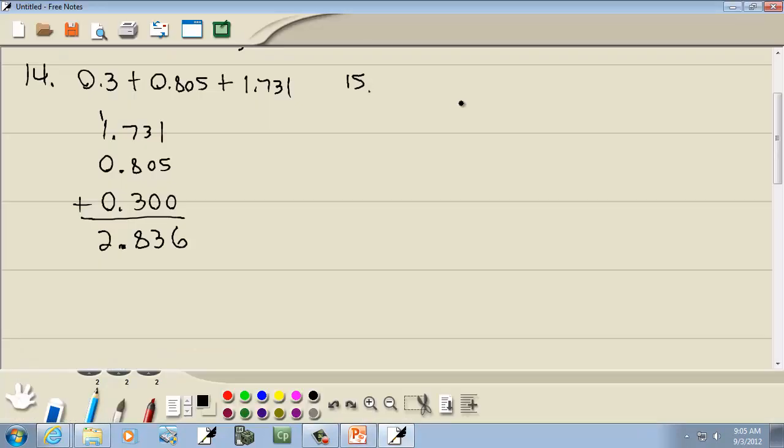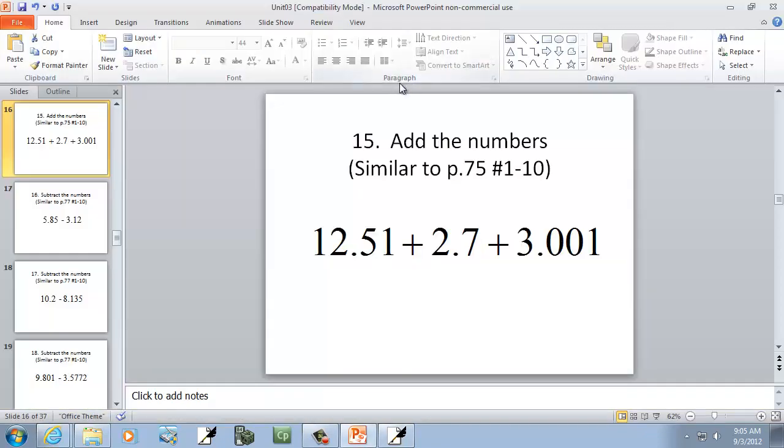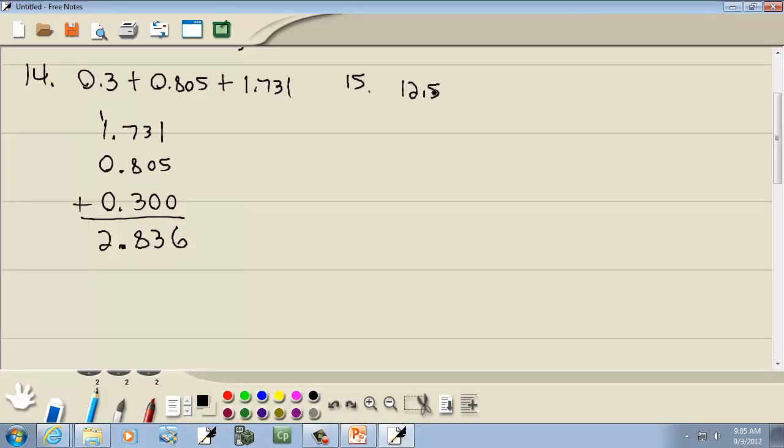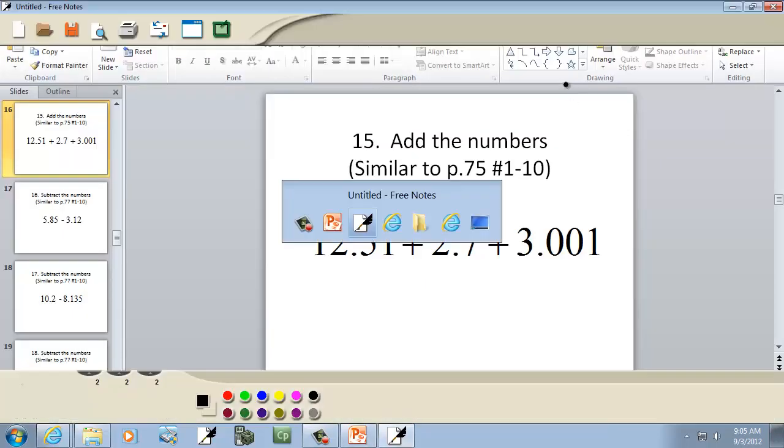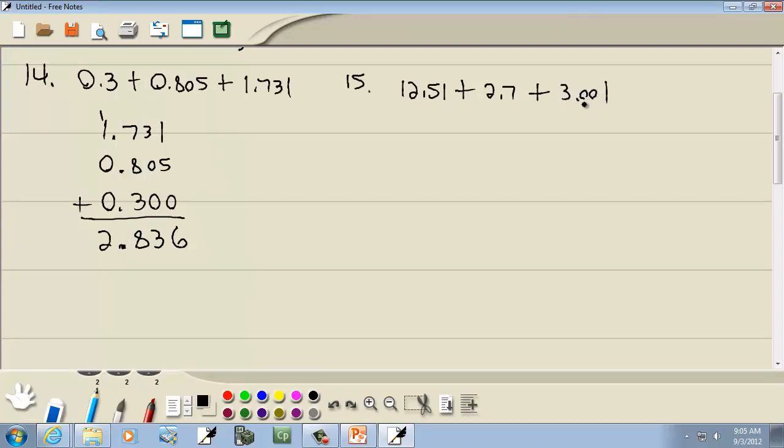And let's take a look at another addition. We got 12.51 plus 2.7 plus 3.001. Again, I'm going to put the 3.001 on top, and I'll put the 12.51 next. As I'm writing it down, see what I'm doing? I'm lining up the decimal. And then 2.7. Okay. Now, if it helps you, put zeros here for the missing digits, if it helps you see things lined up. And we'll add just like normal.